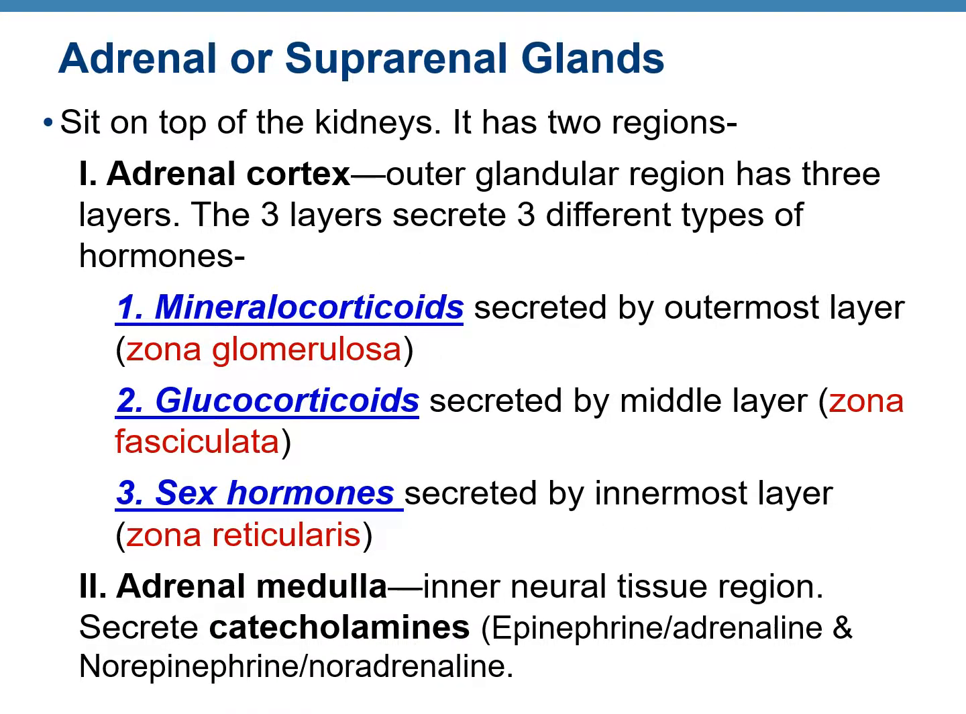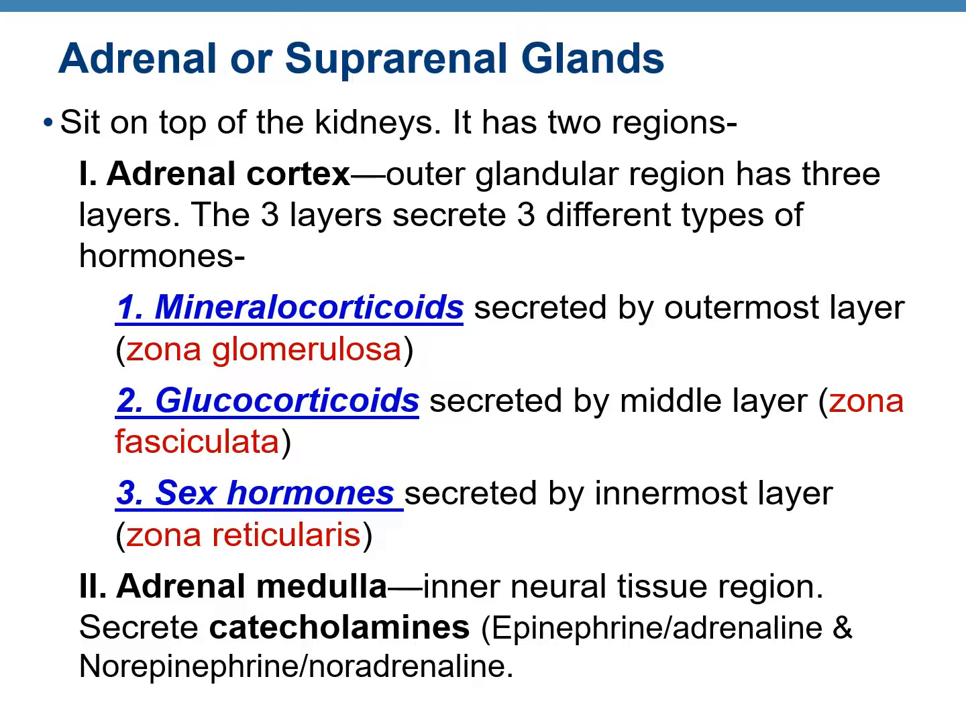The human body has a pair of adrenal glands that sit on top of the kidneys, just like crowns. So that's why they're also known as suprarenal glands. Supra means above, renal is kidney. The adrenal gland has two regions, the inner adrenal cortex and the outer adrenal medulla. The adrenal cortex is further subdivided into three layers which secrete three different types of hormones.